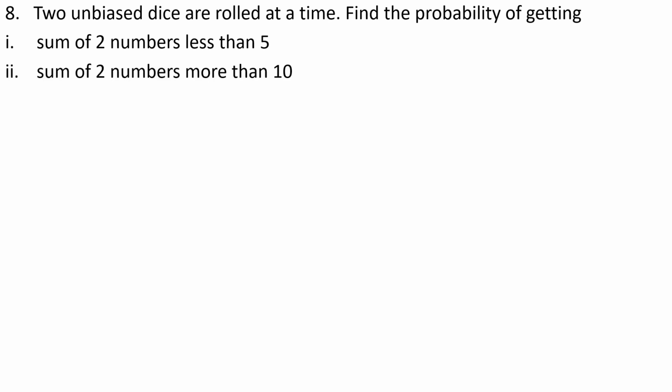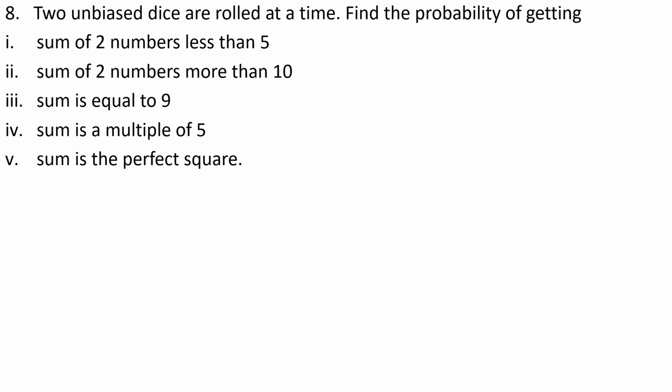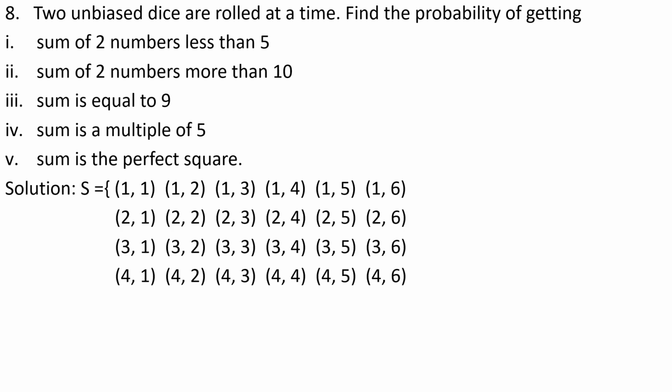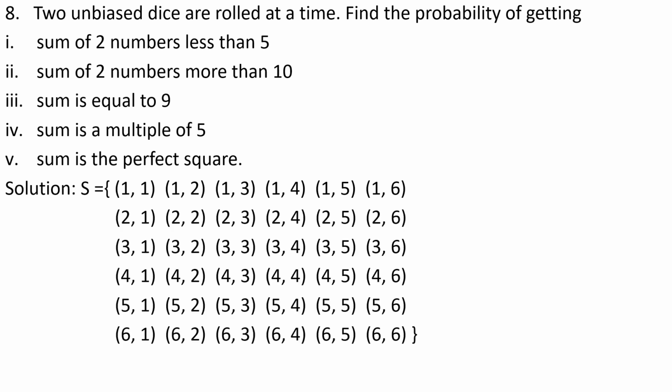Next one. Two unbiased dice are rolled at a time. What is the probability of getting sum of two numbers less than 5, sum of two numbers more than 10, sum is equal to 9, sum is a multiple of 5, sum is a perfect square? So when two dice are rolled at a time, the number of elements in the sample space will be total 36 elements. So that is 6 into 6. So n(S), the number of elements in the sample space, will be equal to 36.